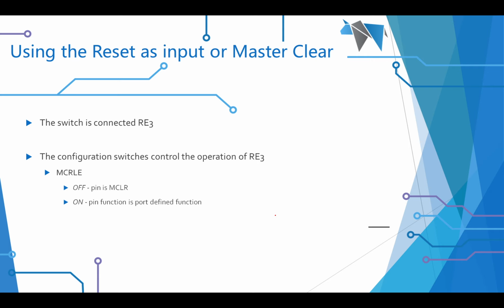If the pin is off, it's a Master Clear. It will reset the chip. And if it's on, you can actually use it as an input. But how do you do that?